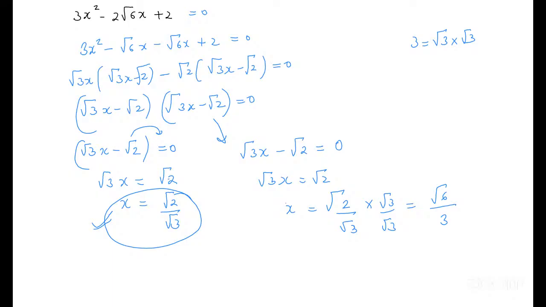Okay, so I'm reading this. What is the fourth question? Can anybody speak it, please? 2x squared minus x plus 1 by 8 is equal to 0.